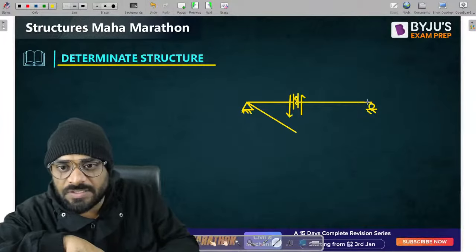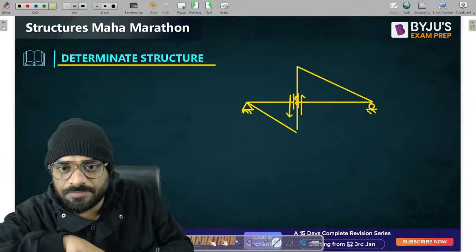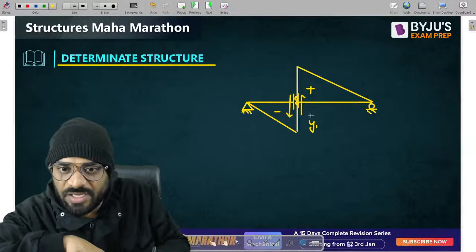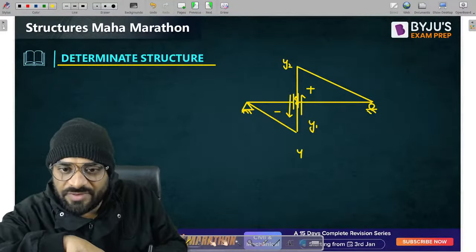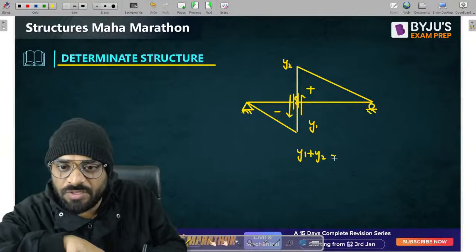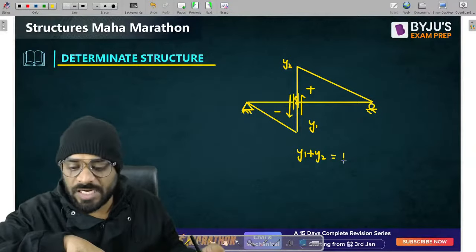So guys, this is our deflected shape of the structure. This is negative, this is positive. And this one is Y1 and this one is Y2. So Y1 plus Y2 is equal to how much? It should be 1. Getting a point?